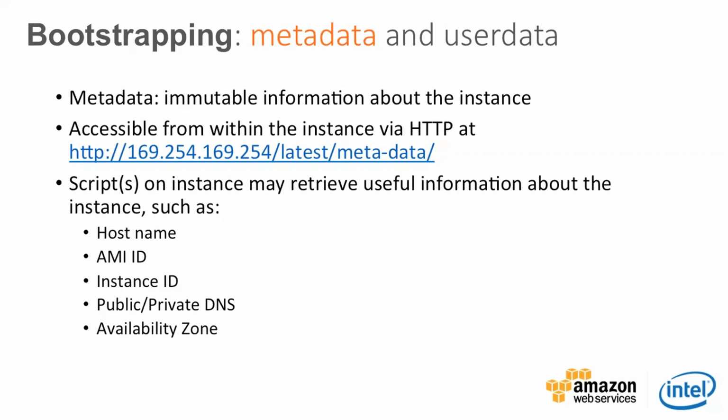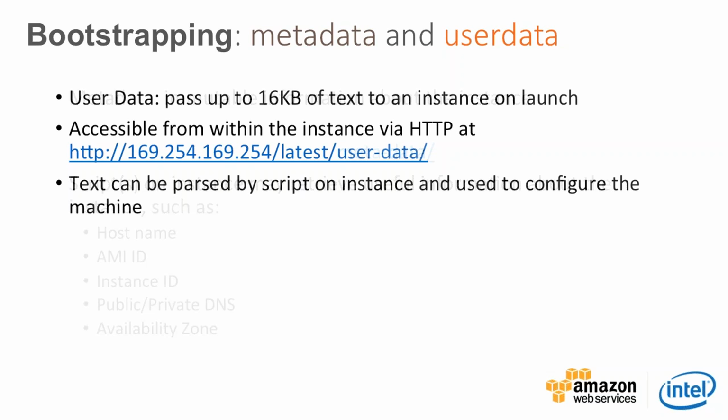You can also pass up to 16 KB of text to an instance on launch. You can either do it on the management console or via CLI or whatever other method that you use to launch an instance. You can send 16 KB of text, and that can be a bash shell script or a PowerShell script or just a bunch of environment variables or whatever you want it to be. That user data will be available via HTTP GET to that instance as well. And what you do with it is up to you. We'll see a couple of ways to use that data.